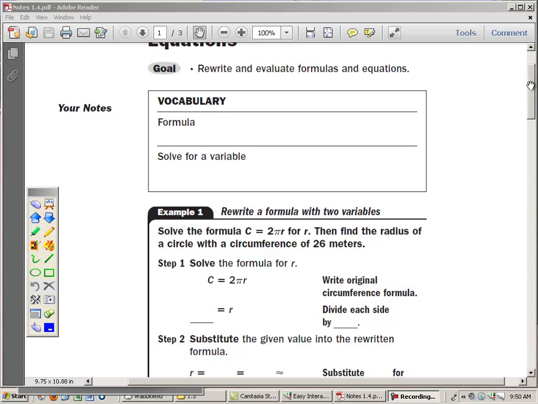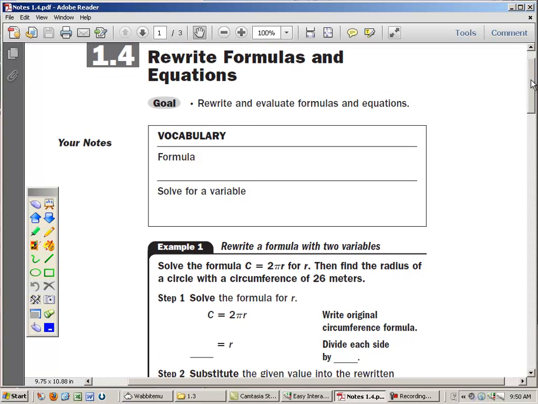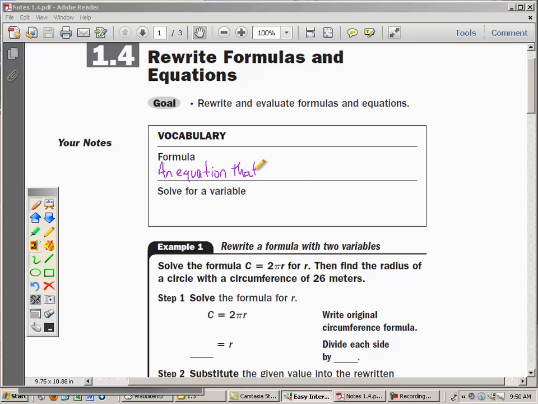Okay, welcome today. We are going to be working on rewriting formulas and equations. When we rewrite a formula, first let's define a few things. Let's talk a little bit about a formula. A formula is essentially an equation that contains two or more variables.